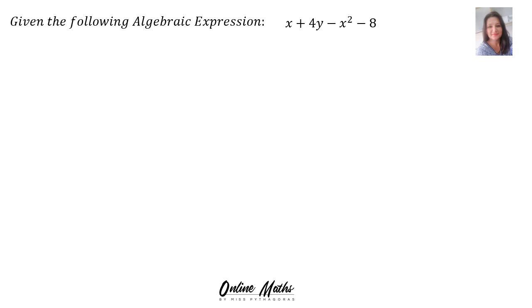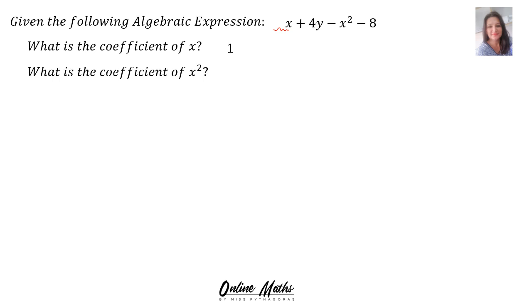Given the following algebraic expression, x plus 4y minus x squared minus 8. What is the coefficient of x? So we go to x. The number in front of the variable x is the coefficient. Now remember, when there's nothing there, it's 1. Invisible 1. What is the coefficient of x squared? So you go to x squared, you find a minus and nothing. When there's nothing, there's an invisible 1. So the coefficient of x squared is negative 1.